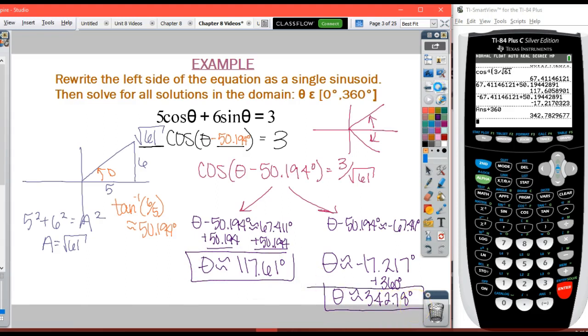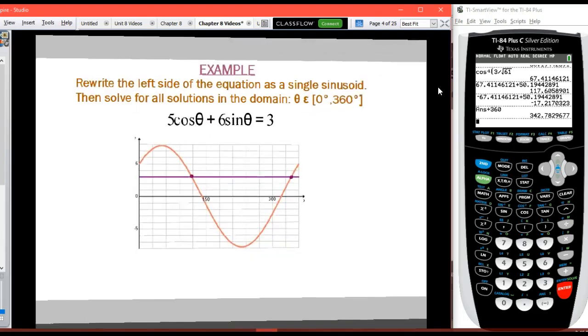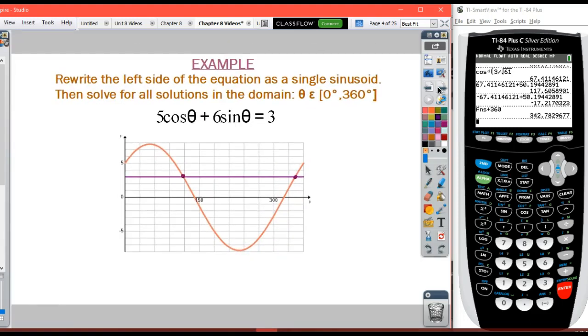And again, we could look at our graph to verify that these answers are reasonable. And so we end up getting right here around 117. And then around here will be the 342. So since our answers are correct, we are done.